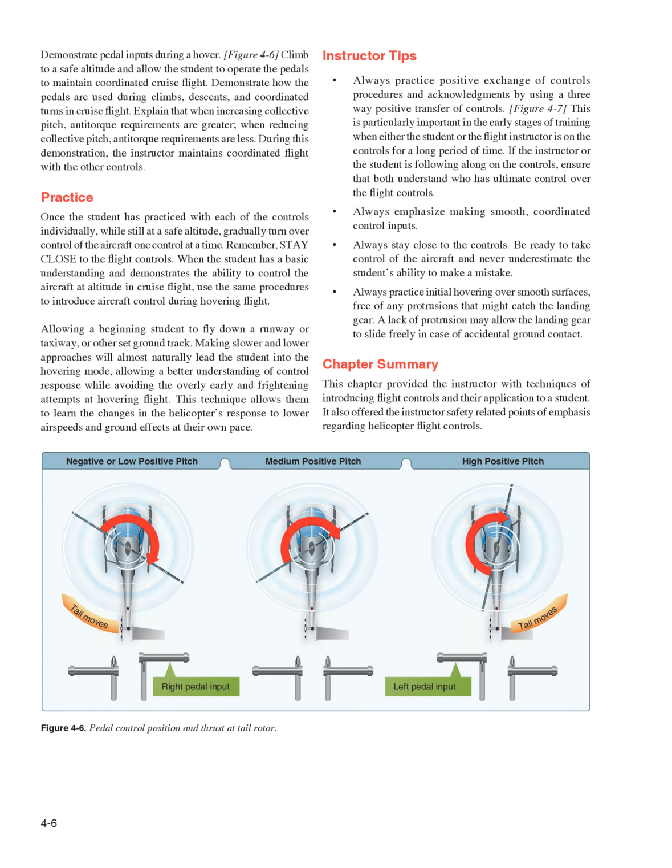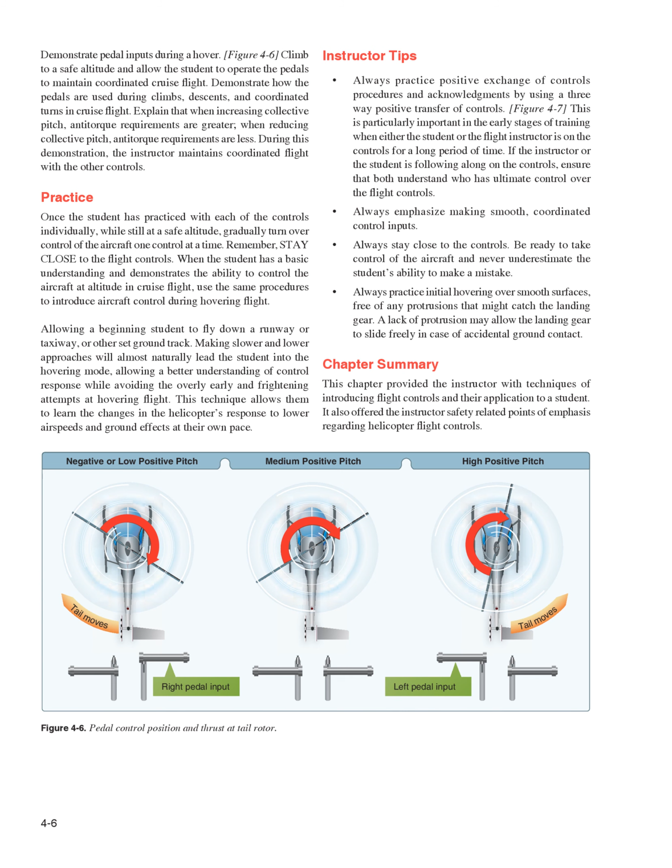Practice. Once the student has practiced with each of the controls individually, while still at a safe altitude, gradually turn over control of the aircraft one control at a time. Remember, stay close to the flight controls. When the student has a basic understanding and demonstrates the ability to control the aircraft at altitude in cruise flight, use the same procedures to introduce aircraft control during hovering flight.